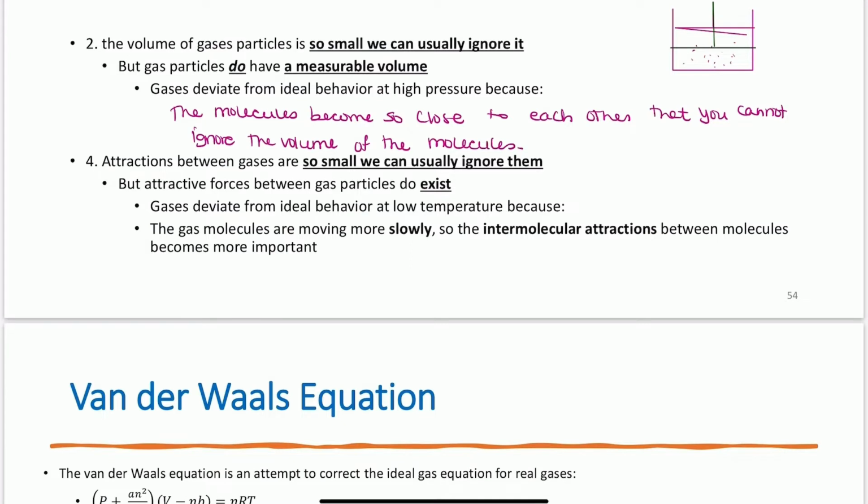I also need you to recall number 4. Postulate number 4, attractions between gas particles are so small we can usually ignore them. True, but the thing is, attractive forces between gas particles do actually exist. And if we lower the temperature of the system, the gas molecules start moving more slowly. So the intermolecular attractions between the molecules becomes more important.